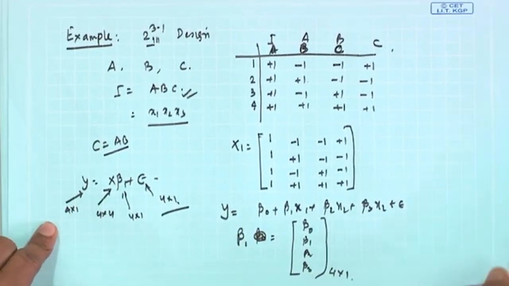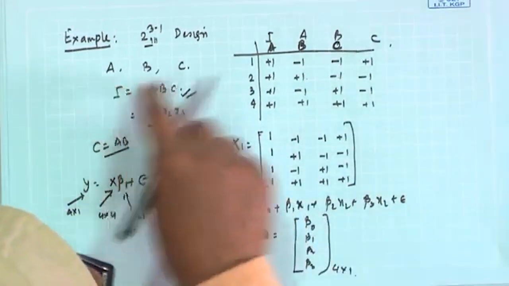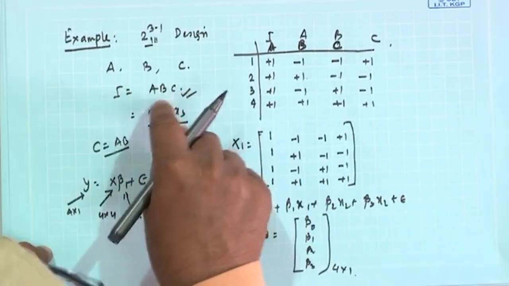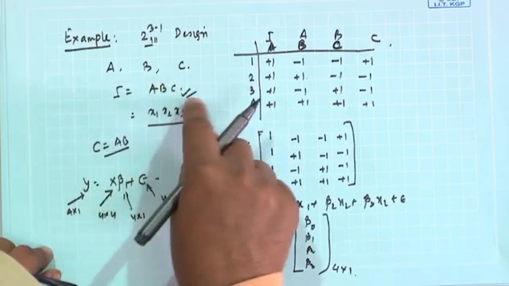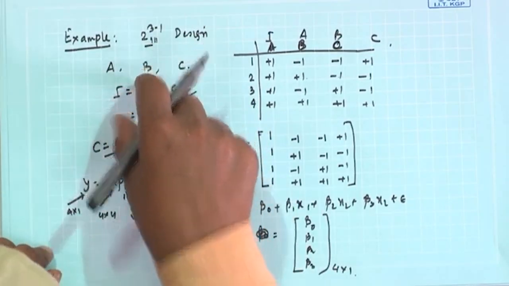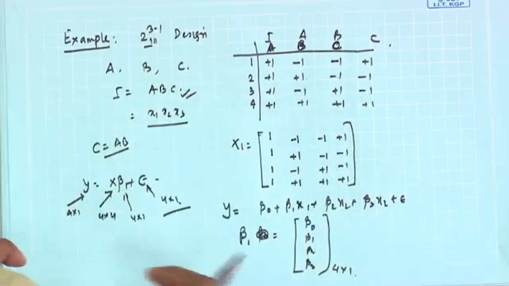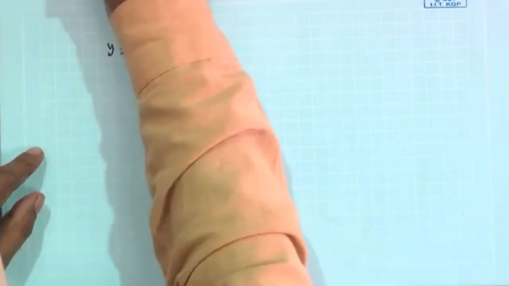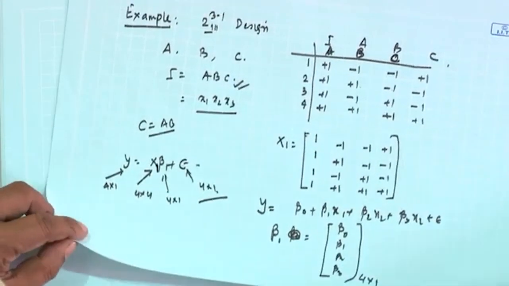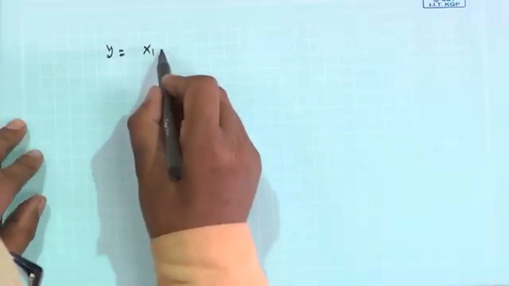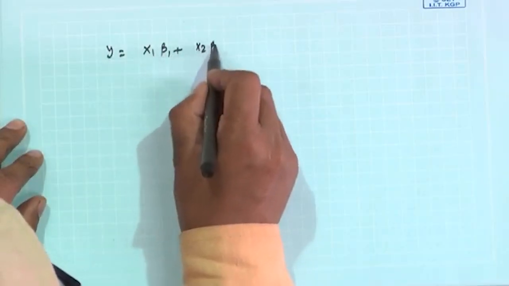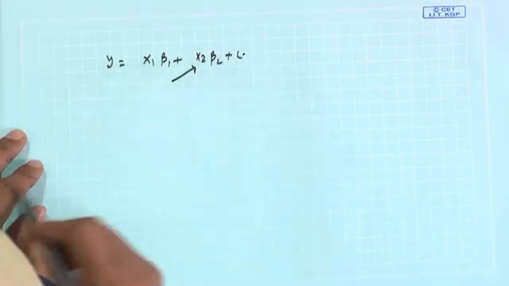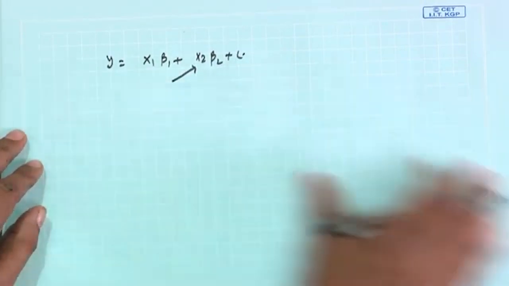Okay. Then what have you not considered? You have not considered the second order interactions and the third order interaction. The third order interaction is already confounded with the average. So, the remaining part, all the second order interactions, is not considered here. So, if I consider that my true model is y = X1β1 + X2β2 + ε, where X2 talks about the other terms.